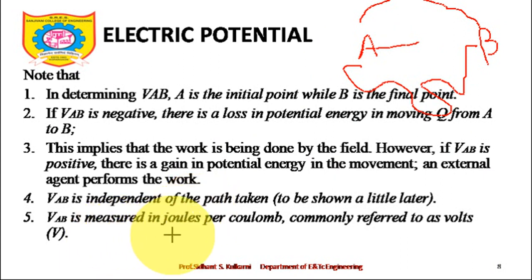And the final point: VAB is measured in joules per coulomb. We have VAB as work done divided by Q, so it is in joules per coulomb, commonly referred to as volt. So these are the summary points of electric potential.